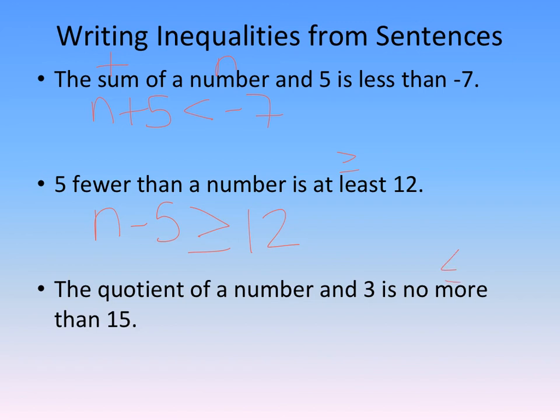And lastly, the quotient of a number and 3 is no more than 15, meaning it could be 15, but it can't go above that. So 15 or less, like less than or equal to. There we go. There's our inequality. Quotient means division. So n divided by 3 is less than or equal to 15.